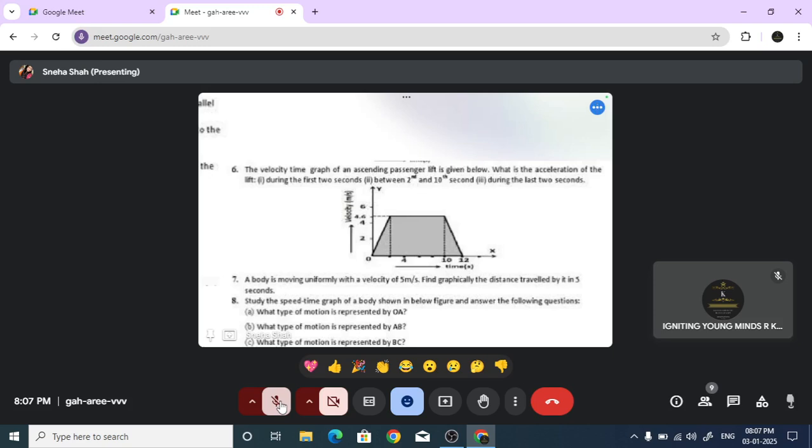Correct? Now go for the last 2 seconds, from 10 to 12 seconds. Ma'am, negative 2.3, ma'am. Correct. Negative 2.3, because there is a retardation. The acceleration will be taken negative because the speed is decreasing, velocity is decreasing. Correct.